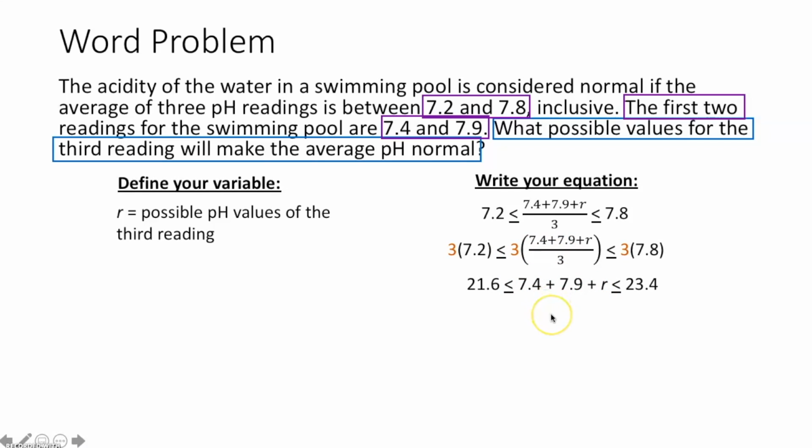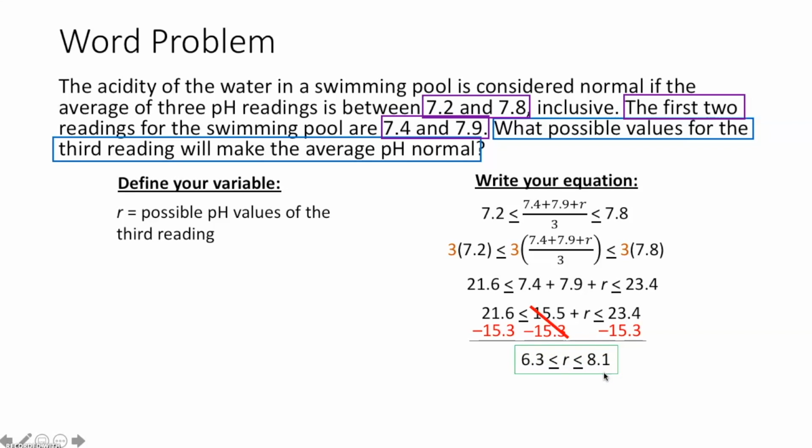Now what I can do is in the middle, I need to combine the 7.4 and the 7.9 and I get 15.5. Then to get R all by itself, I get rid of this by subtracting 15.5 from each side. These cancel out in the middle, and then over here, I end up getting 6.3. On this side, I get 8.1. So R is in between 6.3 and 8.1 inclusive. So that means 6.3 is less than or equal to R, which is less than or equal to 8.1.